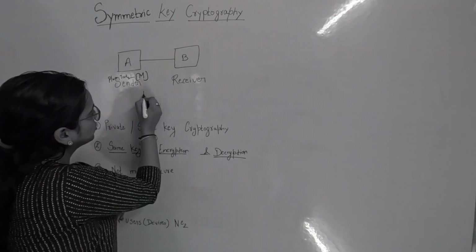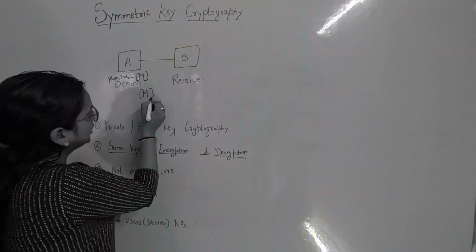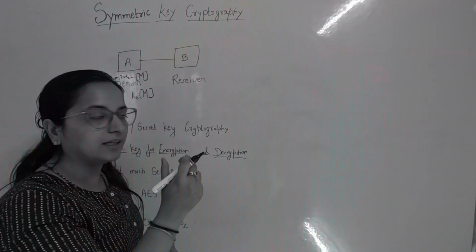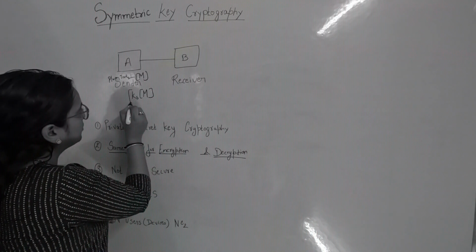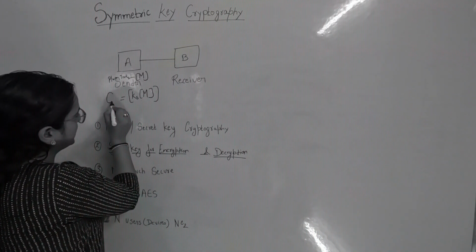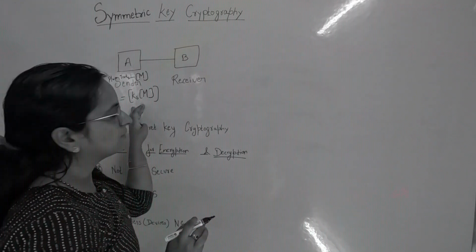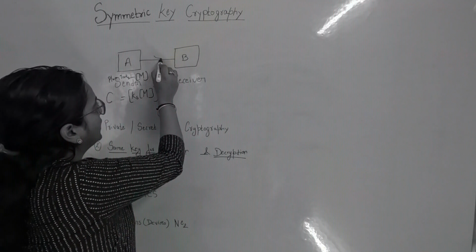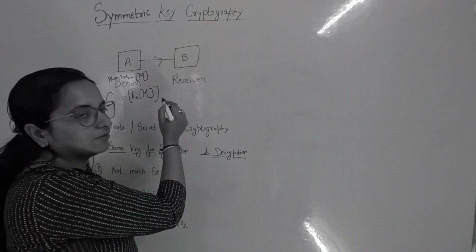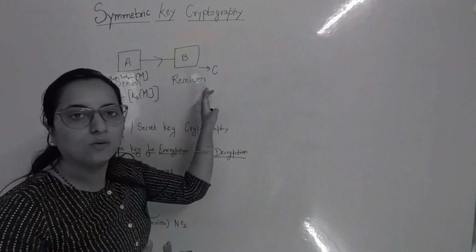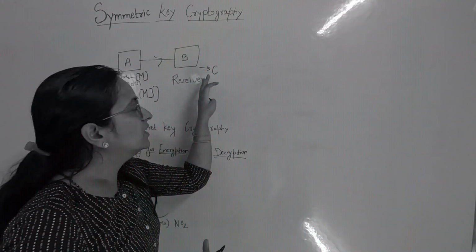How will it do this? Let us suppose we have this message M, and our key is KS. This is our secret key with which it will encrypt the message and convert it to a cipher text C. Now this has been converted into cipher text. In the network it will go and B will receive this message C. But B does not know what this message is because it is a cipher text.